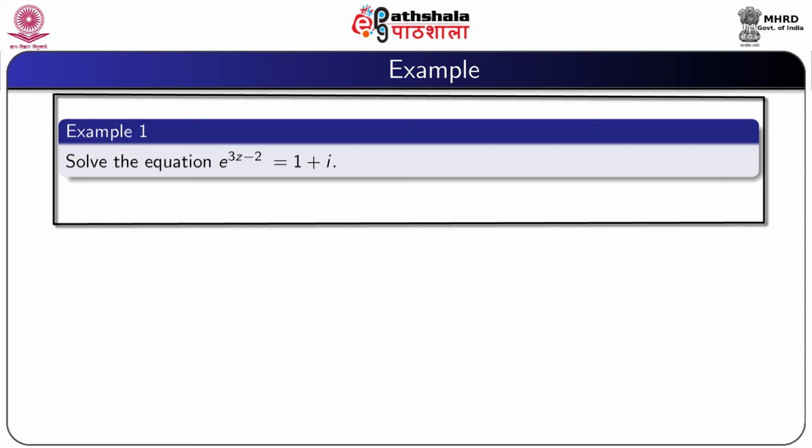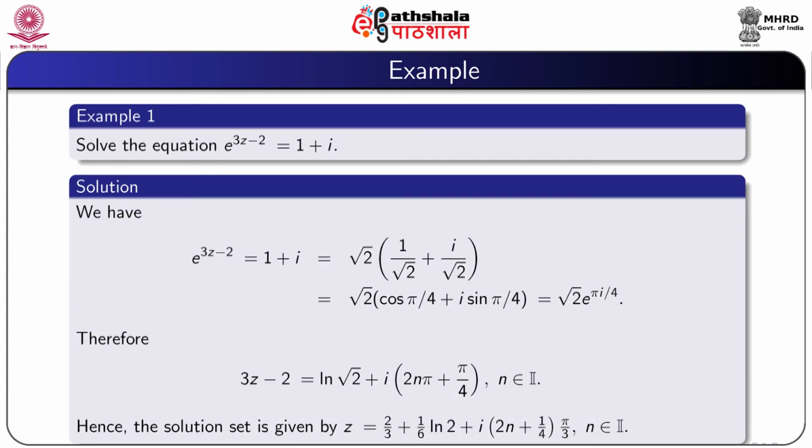So, now we consider some examples. First example: solve the equation e to the power 3z minus 2 equal to 1 plus i. So, here e to the power 3z minus 2 is equal to 1 plus i, which is obviously equal to root 2 into 1 by root 2 plus i by root 2, and this equals root 2 into cos pi by 4 plus i sin pi by 4, and this equals root 2 into e to the power pi i by 4.